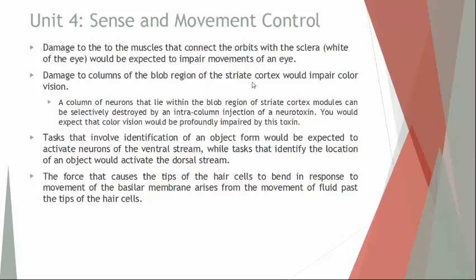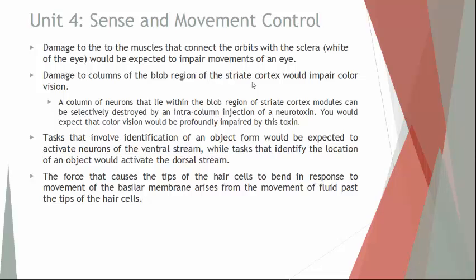If you have damage to these areas, that would impact how you are able to detect those qualities of various color wavelengths. You can actually destroy certain areas of these columns if you were to inject a type of neurotoxin. That neurotoxin would destroy that one region of the blob, that one region of the column, so that would greatly impact how that blob would be able to detect various types of color.